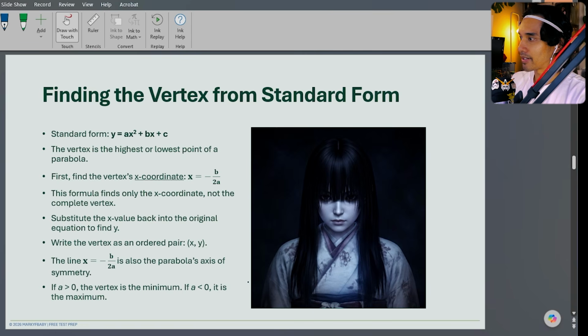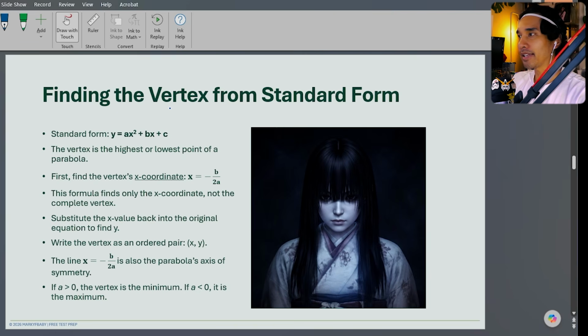Yes, Fatal Frame. Make sure to watch that. But behind the thumbnail of Fatal Frame is something very important, and I will go over that after I read and teach you about the vertex from standard form.